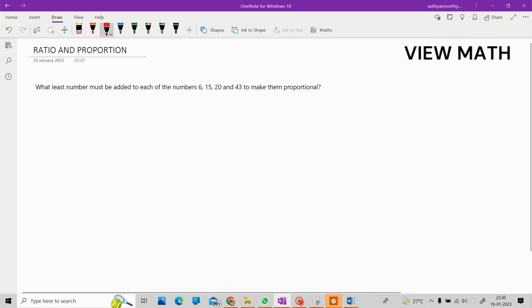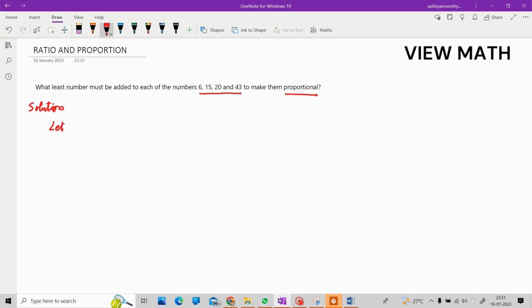Now let's see the next problem. What least number must be added to each of the numbers 6, 15, 20 and 43 to make them proportional? So we have to find the least number which is added to these numbers to make them proportional. Let the least number be x.